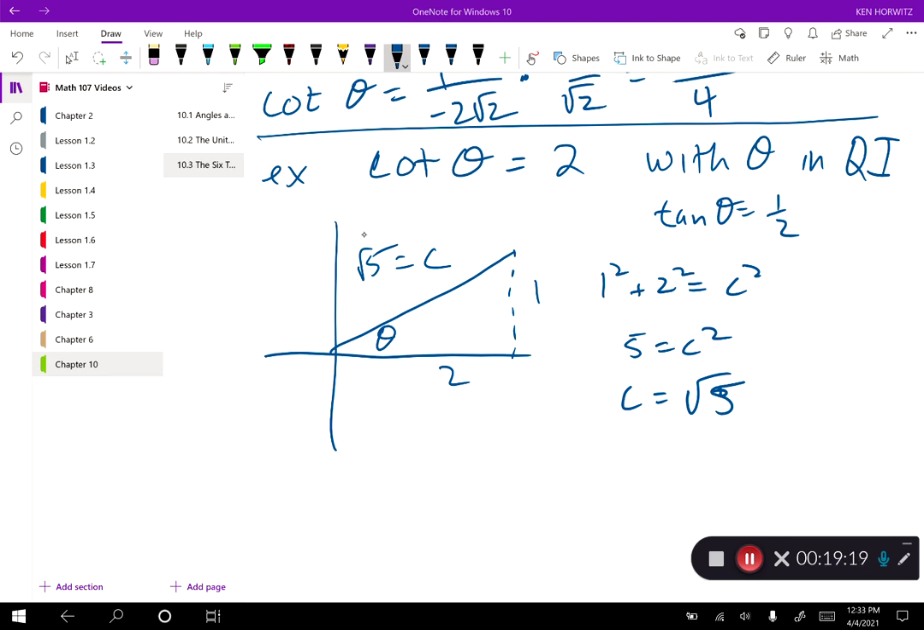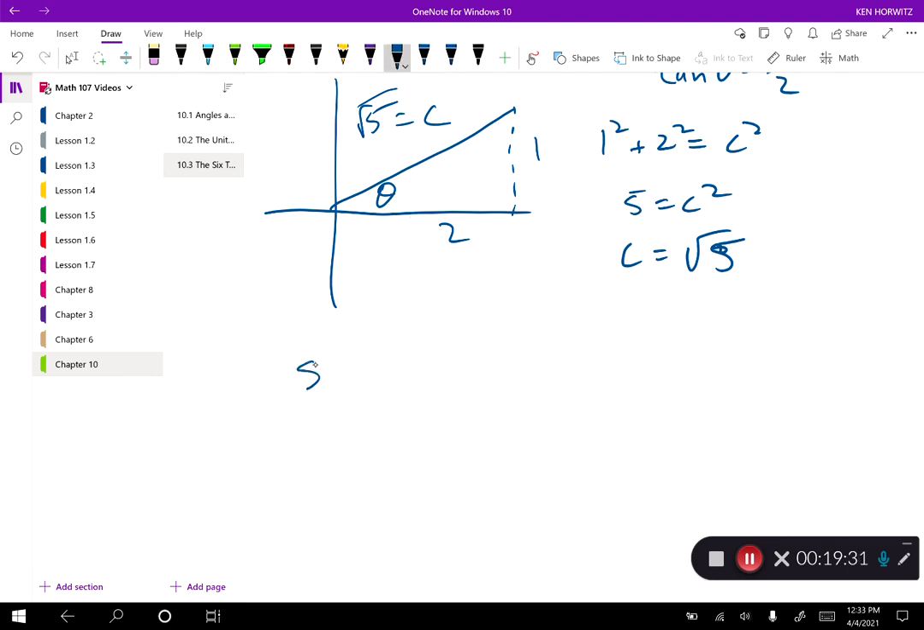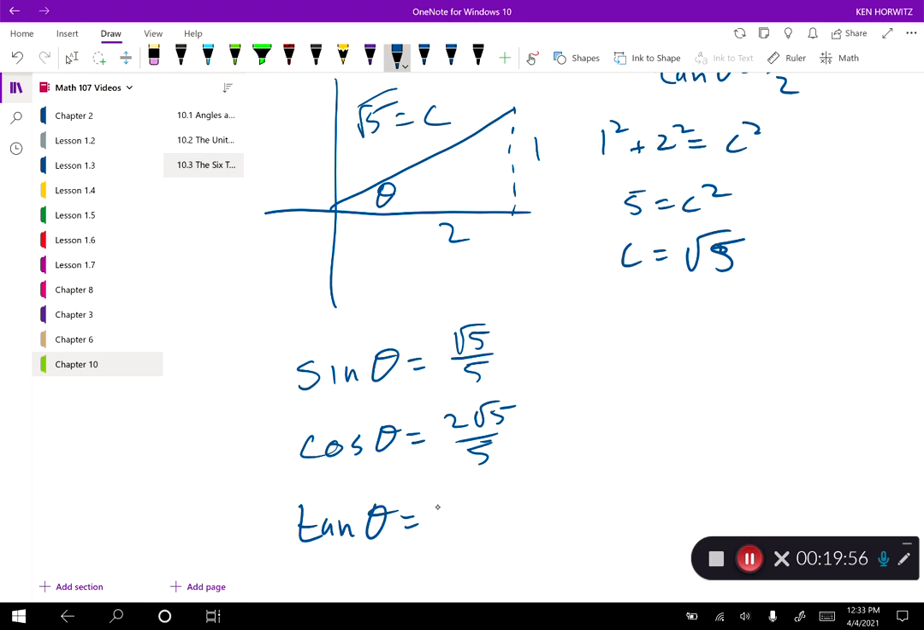All right, hopefully you worked through all 6 trig functions. And again, you can get them right off the triangle. That's why I like getting that third side right away. So the sine is, I'm just going to go through the answers, equals square root of 5 over 5, because we're doing opposite over hypotenuse and then rationalize. The cosine of theta equals 2 radical 5 over 5. The tangent of theta equals 1 over 2, which we already had.